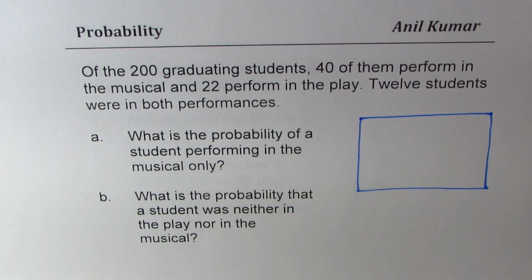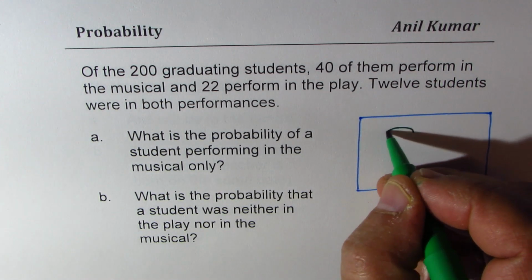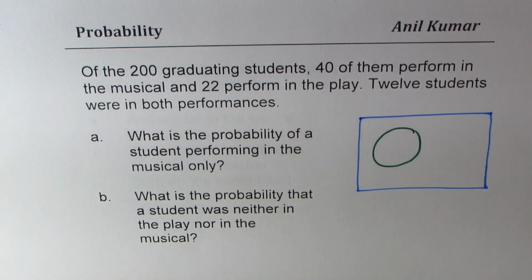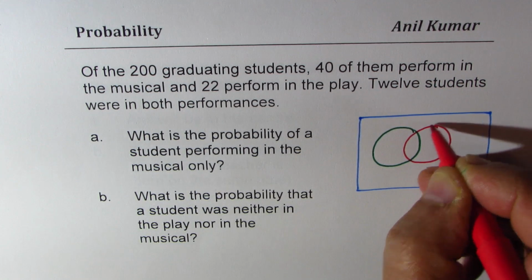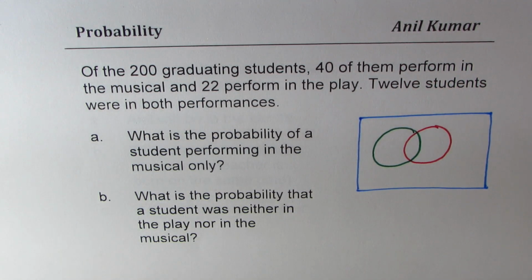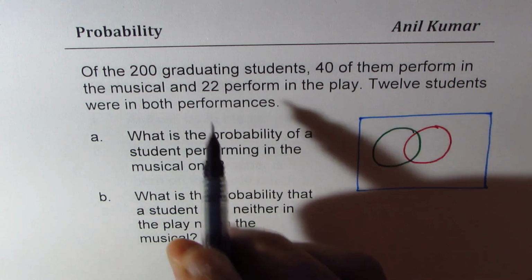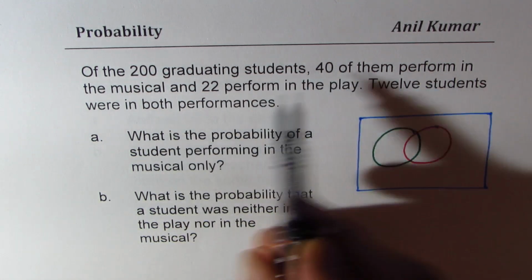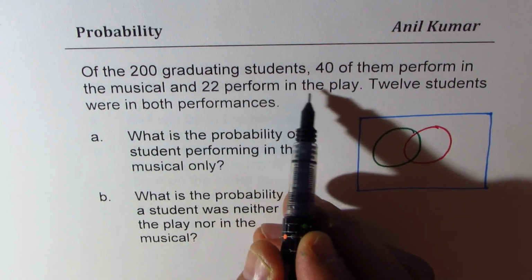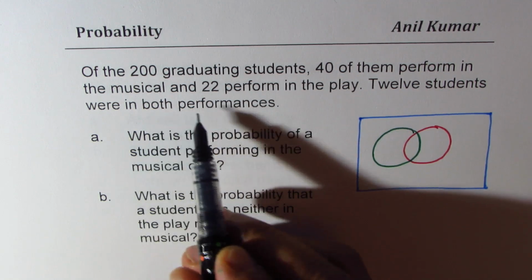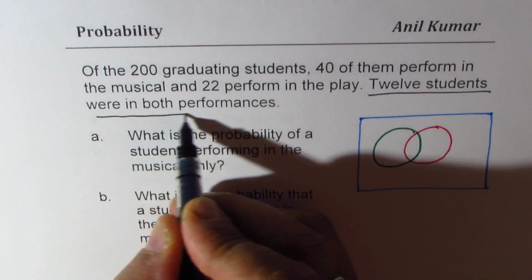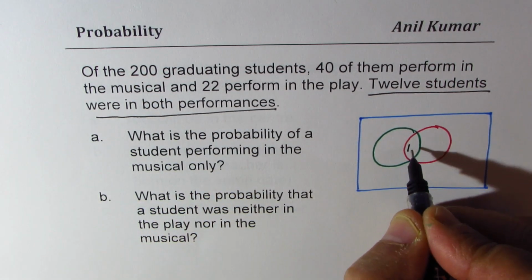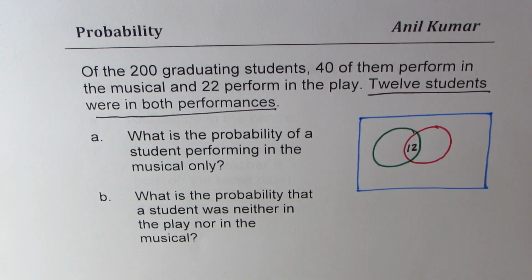So let's make the two circles for the two groups of students. One which is performing in musical, the other one which is into a play. So what is given to us is that there are 200 in all, right? 40 of them perform in musical, 22 perform in the play, 12 students are in both. So this is critical. 12 students were in both. So we'll write this number 12 here right in the center.